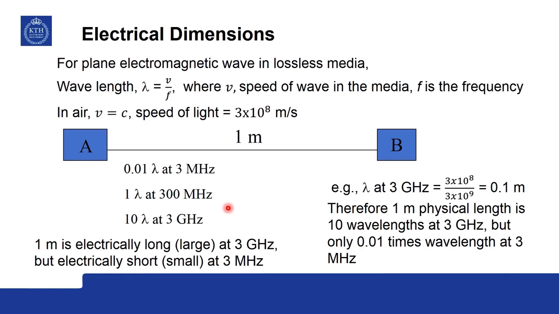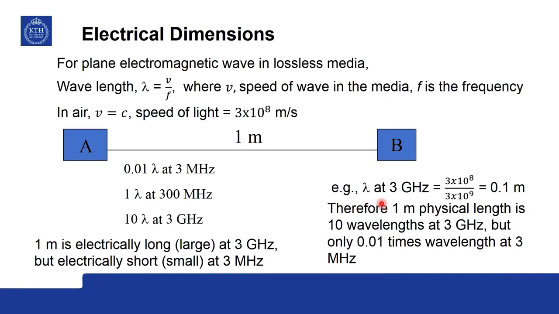That is the speed, 3 into 10 to the power of 8, divided by frequency 300 megahertz, that will give you 1 meter. So, this is one wavelength at 300 megahertz, but if it is 1/100th of the frequency, at 3 megahertz, this is only 0.01 wavelength, because the wavelength at 3 megahertz is 100 meters. So, it is 1/100th of the wavelength.